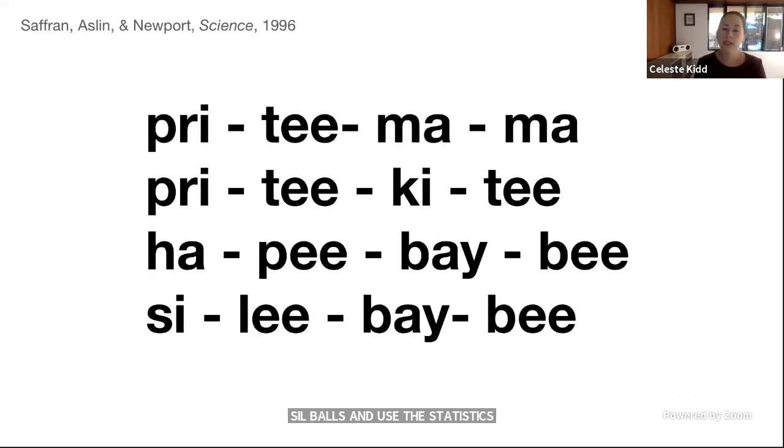So if you look at these phrases, you start to notice that certain chunks track together. A baby could hear a phrase like "pretty mama" and "pretty kitty" and notice that "pretty" tends to move together as a unit. So maybe "pretty" is one word. They could hear "happy baby" and "silly baby" and notice again that "baby" is moving together as a unit. And in that way, by tracking those transitional statistics, figure out where the word boundaries are.